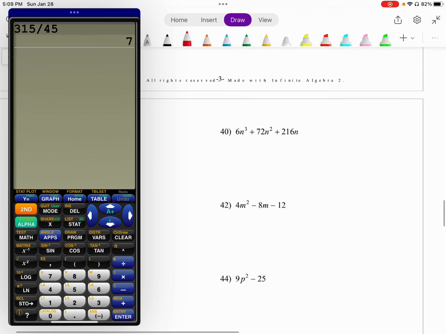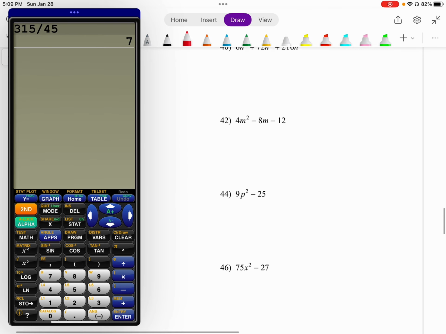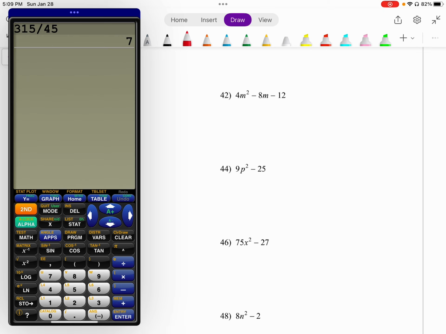Let's slide on down here to a few more of these. Let's take a look at 42 here. There is a common factor. We're supposed to always look for a common factor. 4 goes in each of those. So m squared minus 2m minus 3.